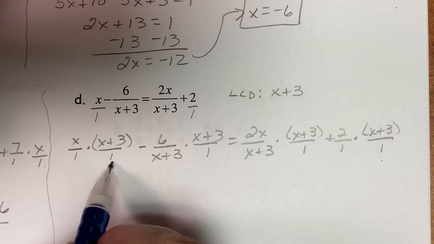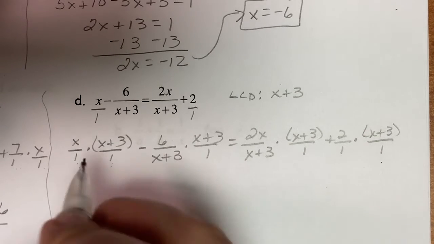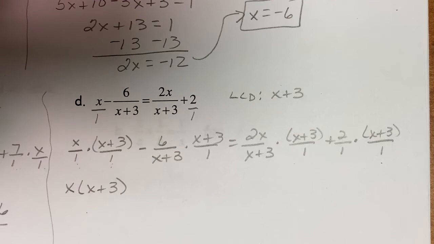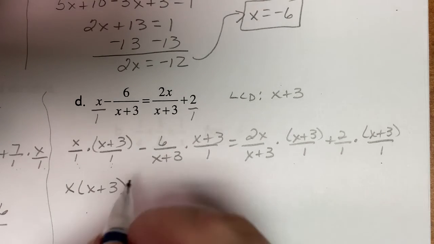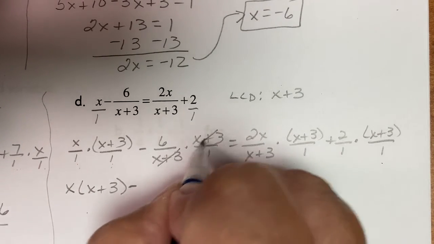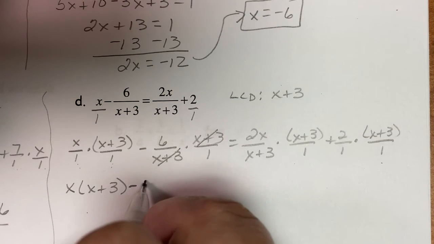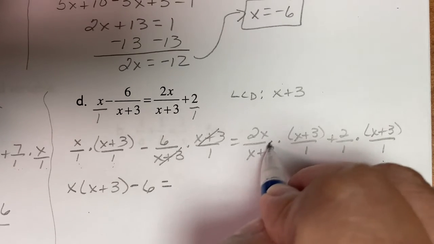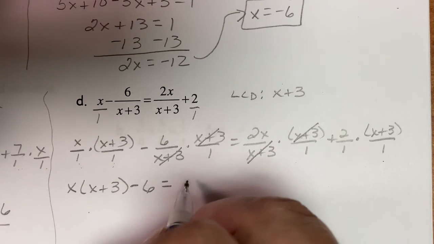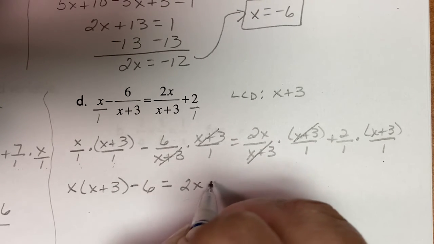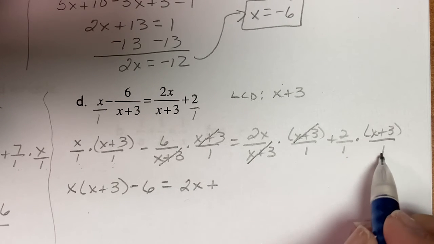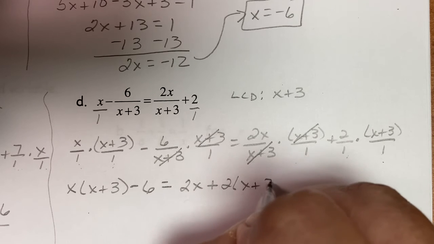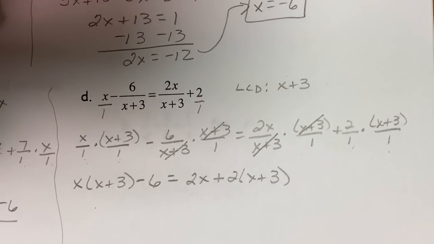So again here, because you both have 1s on the bottom, nothing's going to cancel, and we're simply going to be left with x times x plus 3. I'll distribute that in a minute. Minus, here the x plus 3's cancel, and we're left with just the 6 is equal to, x plus 3's cancel again, and you're left with simply 2x, plus, here nothing cancels, and you're left with 2 times x plus 3. It looks so much better.